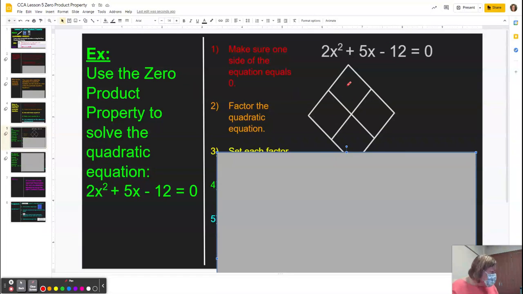It doesn't have any eraser tool. I should have just done that. All right, so negative 24. This is 5. We need this to be a negative 3. Do you see why, Matthew? Okay.